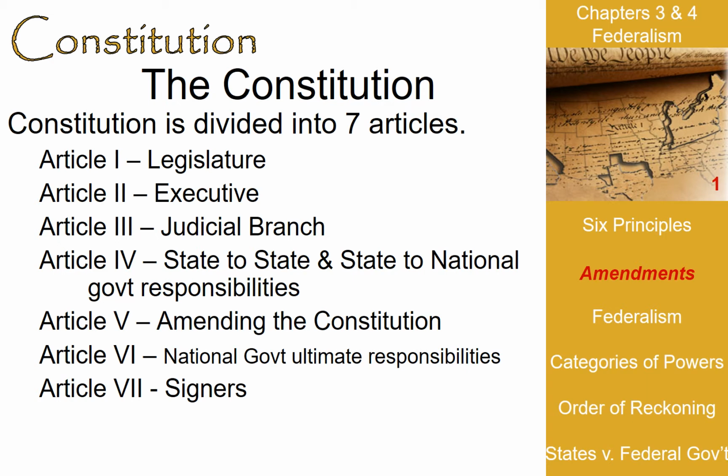Article 1 deals primarily with the legislature, Article 2 with the executive branch, Article 3 the judicial branch. Article 4 is when we start getting into some of the specifics of how states are to interact with each other and how states are to interact with the national government. Article 5 gives directions on amending the Constitution. Article 6 gives the national government ultimate responsibilities and what they're supposed to do in regards to their government power. Now, the Constitutional Convention is where this was developed and created, obviously, because they're the ones who ratified it.